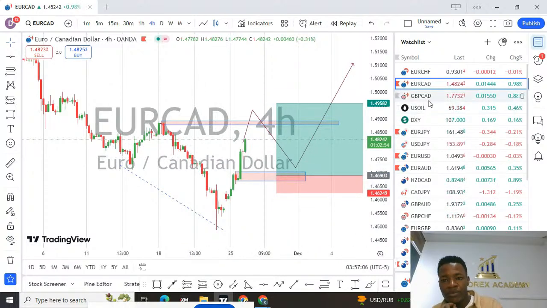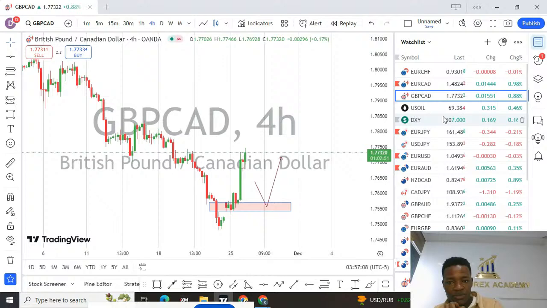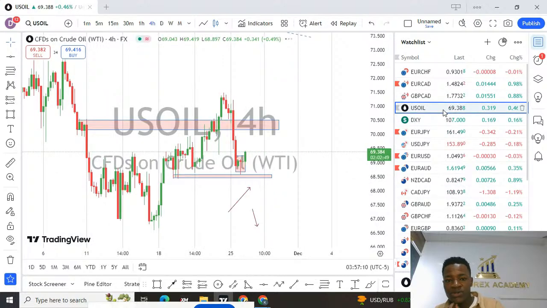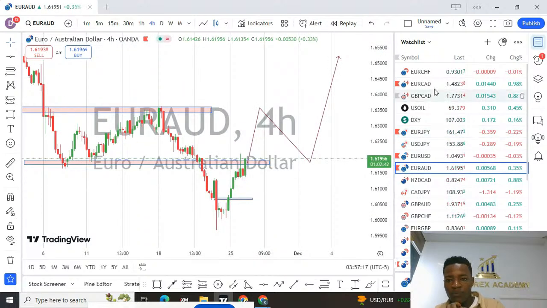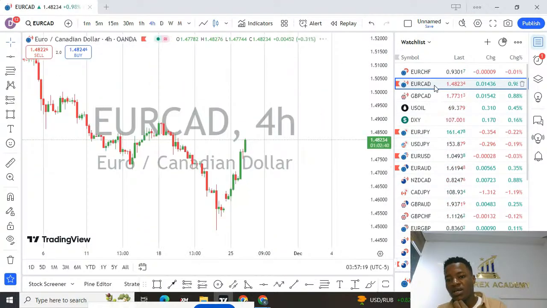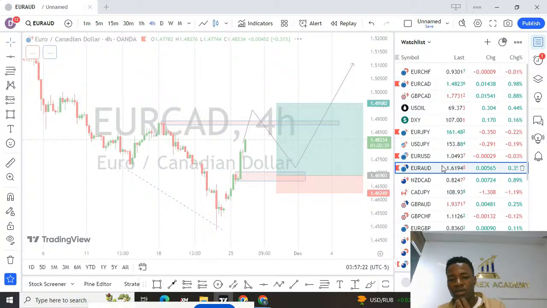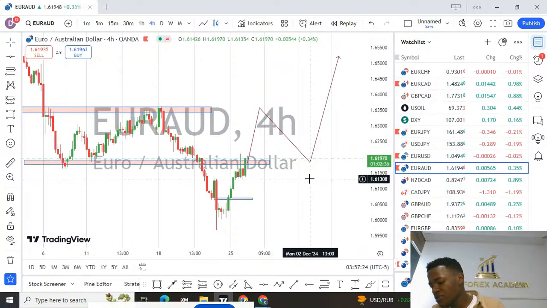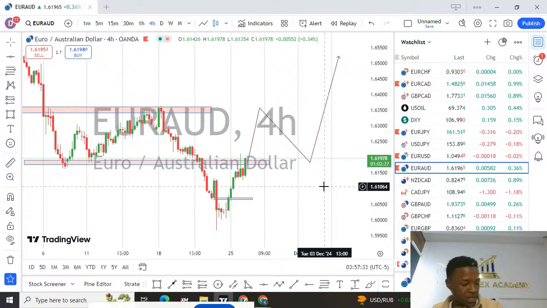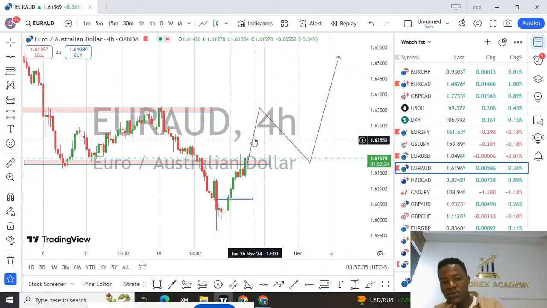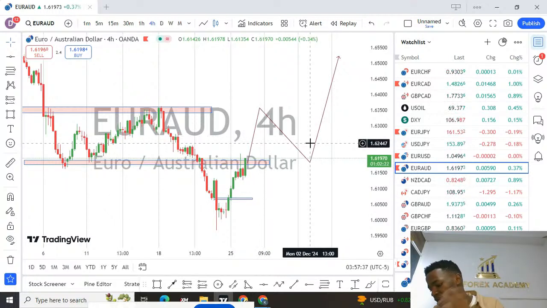GBP CAD, no, I don't have GBP CAD because it didn't give me a clear structure. US oil, no. Euro JPY, no. USD JPY, Euro USD, Euro AUD. So my A setup is Euro CAD and Euro AUD, and they both have the same setup of an inverse head and shoulders. These are the only A setups you can have, which is Euro CAD and Euro AUD. That's the only pairs I'm looking forward to.